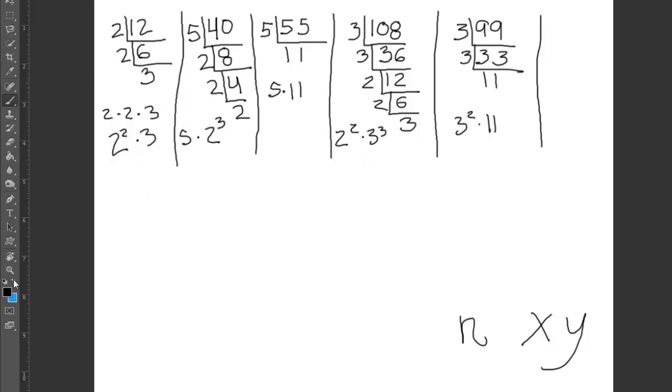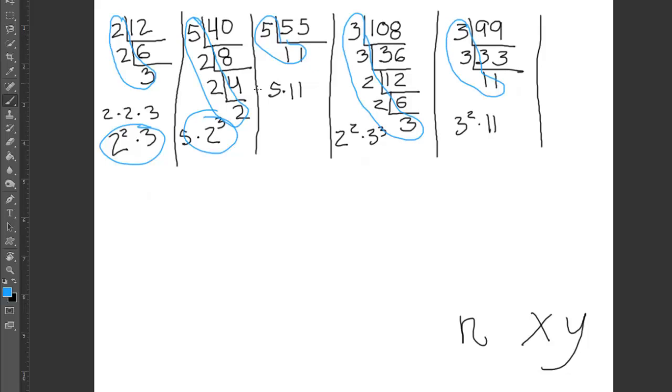Let me pick a different color. So everything on the outside of these little brackets, these are your prime factors. And they lead to the creation of these little expressions down here. Bloop, prime factor, prime factor. You get the idea. Everything in the brackets are also factors, but they are not prime.